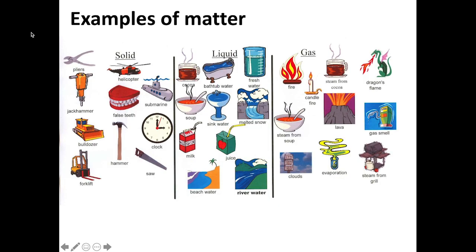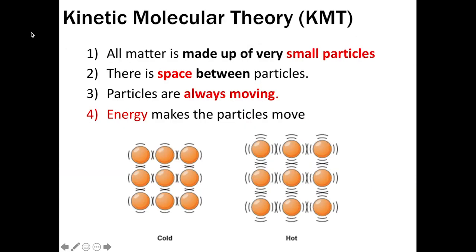Just a quick little reminder, matter can encompass all sorts of different solids, liquids, gases. Last week we talked about kinetic molecular theory, the idea that all matter is made up of very, very small, tiny particles. And in between those particles, there are spaces. And the spaces are dependent on what type of state the matter is in.